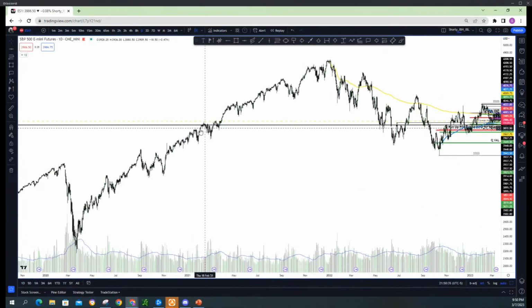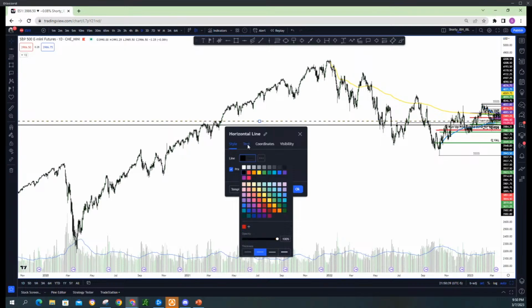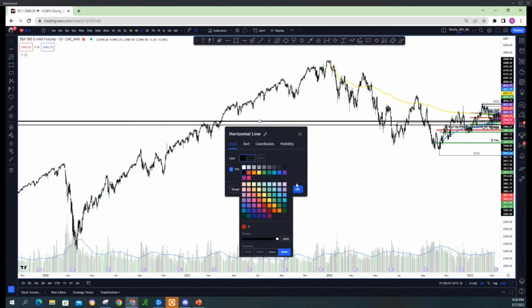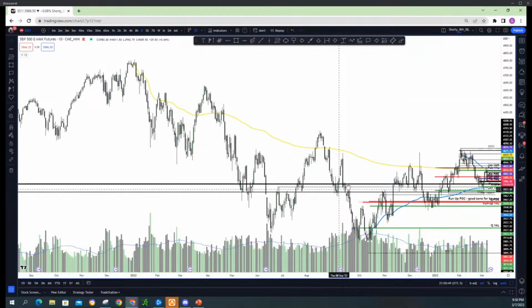Just pay attention to this level here. You see this? Let me change it. So the thick black line, right? So look at 3966. You see it here, rejection, you're dancing around it.